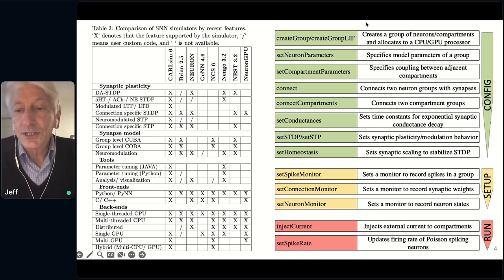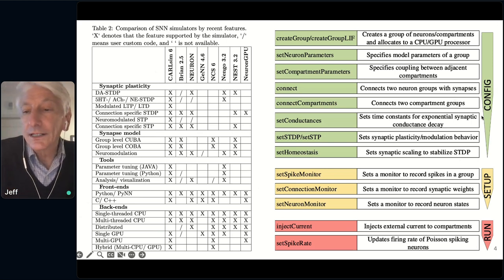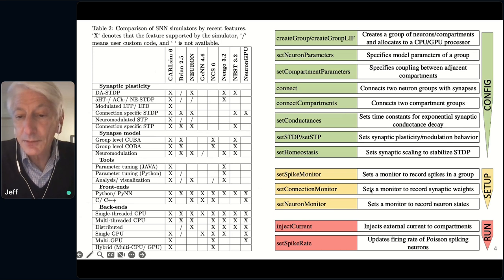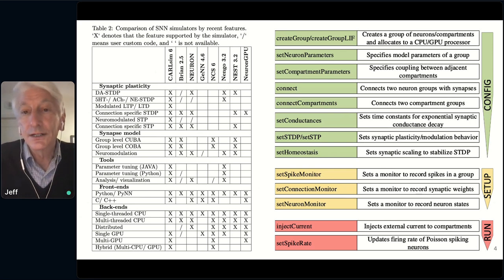I won't go through each of these details, but the basic setup, the way this works is you have a configuration where you just set up your network and initialize it, or configure your network and it gets initialized, and then you set up some monitors so you can monitor what's going on in your network at the spiking, at the neuron level or the connection level or the population level. And then you can run it. And during runtime, you can actually inject inputs from outside or do things internally. There are Poisson spike generators, so you can hook up sensors or take images and things like that and pump it into your network.